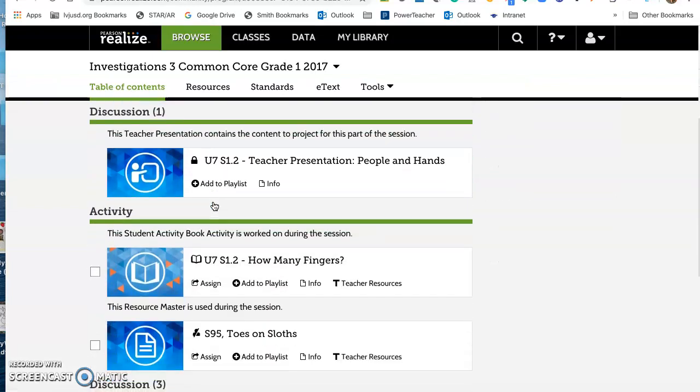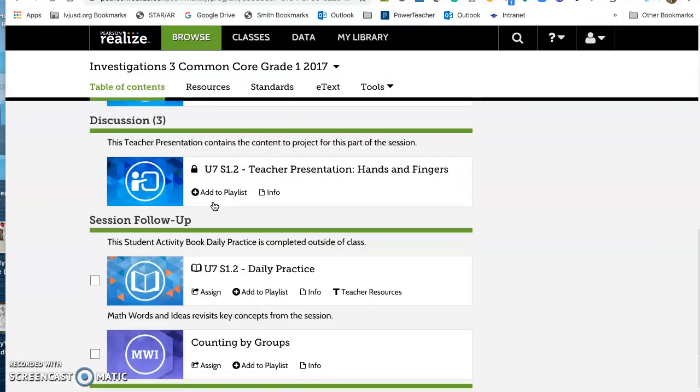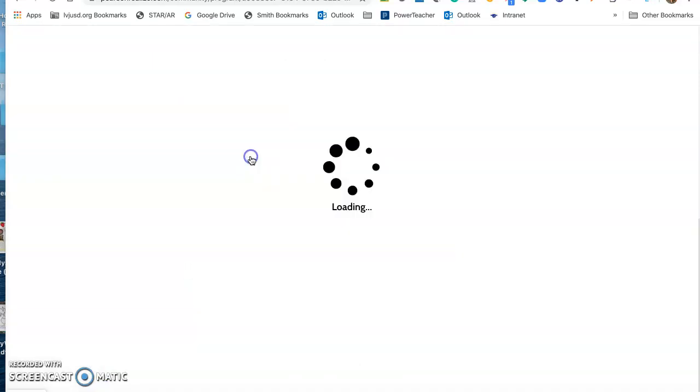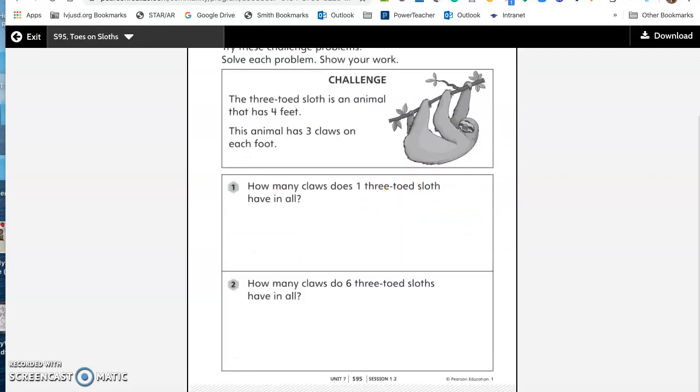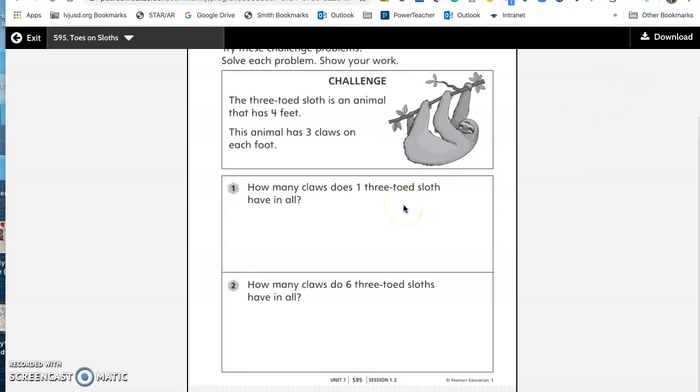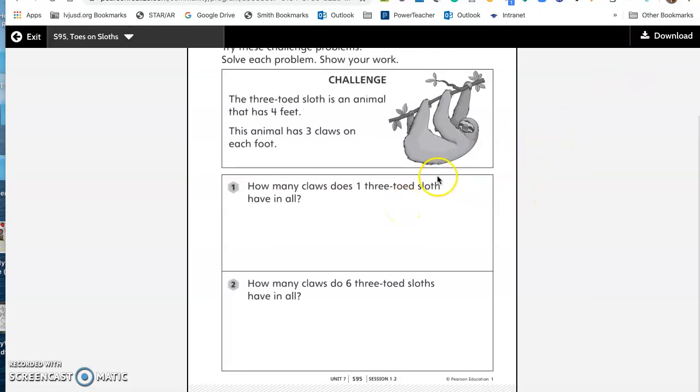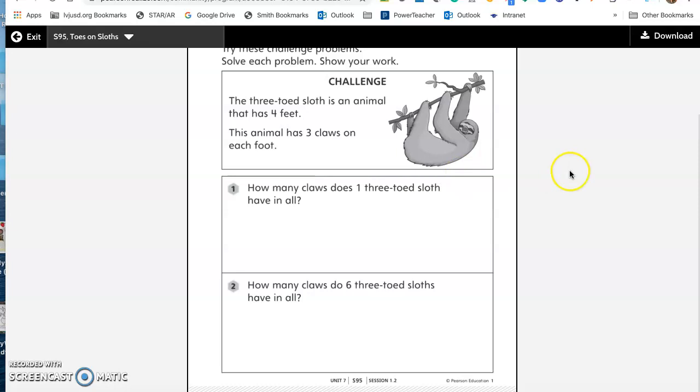In addition to your workbook pages in your math book, there is an online activity called Toes on Sloth. This is a challenge, you guys. So this is an optional exercise that you might do. I think that you'd have to download and print it, or you could just read it from here and do it on your whiteboard if you need an extra challenge.